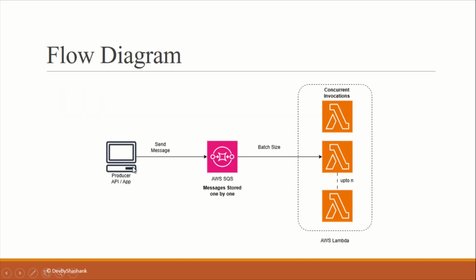So this is going to be our flow diagram today. Producer will send the message to SQS one by one and SQS will trigger Lambdas. So here we'll see what is batch size and how we can run multiple Lambdas in parallel to make the processing faster. So let's see how to do that.